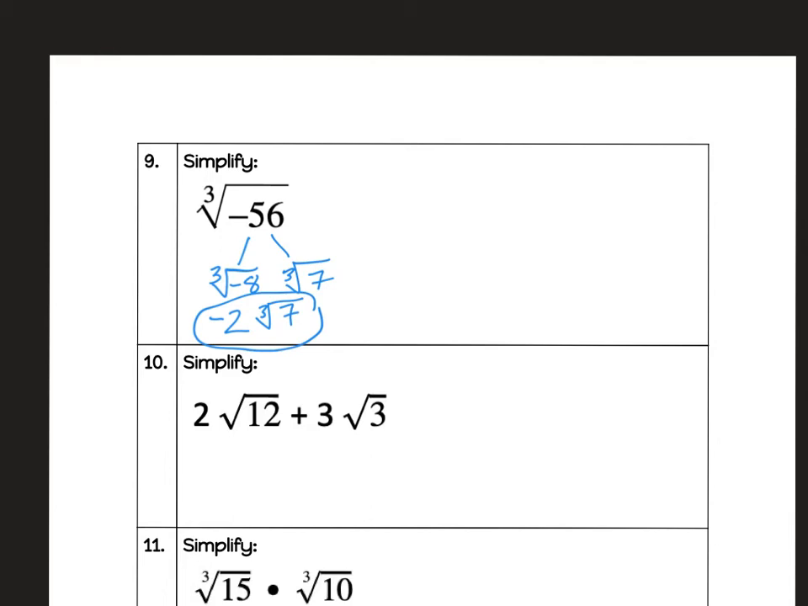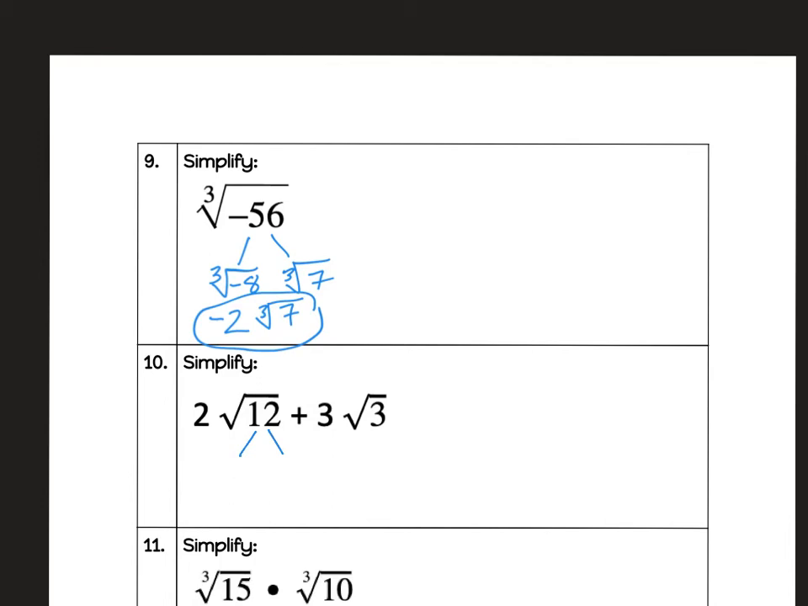Okay, so whenever we are adding or subtracting radicals, we have to first simplify, because when we add or subtract, the radicand, so the number inside of the radical sign, has to be the same. So it's kind of like fractions, if you think about it. Your denominator needs to be the same. So let's first simplify this square root of 12.